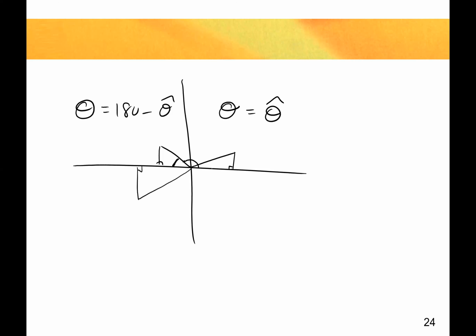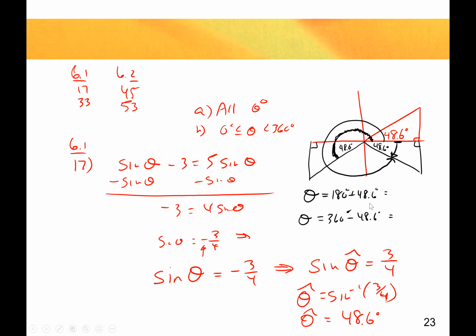Okay, to give us this one, it's going to be 180, and then we need some more. So this is 180 plus theta hat. We're just adding more to it. And then this one, we don't want to add too much. The reference angle is too much to get there, so we subtract it off. Okay, does that help? Okay, and I'll let you finish that one off.